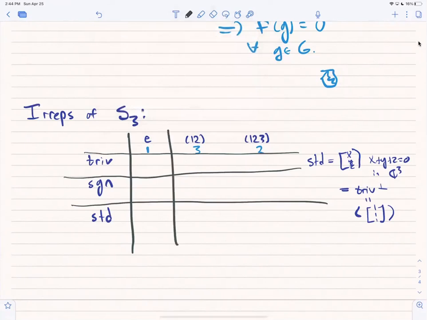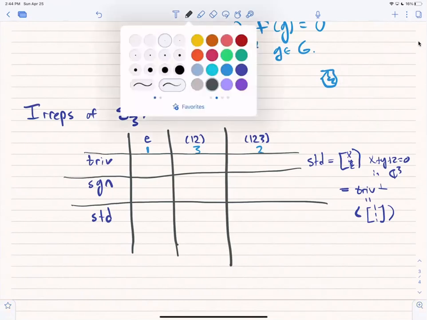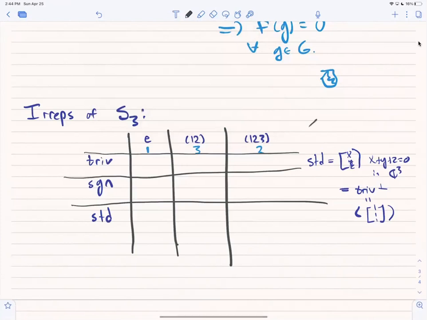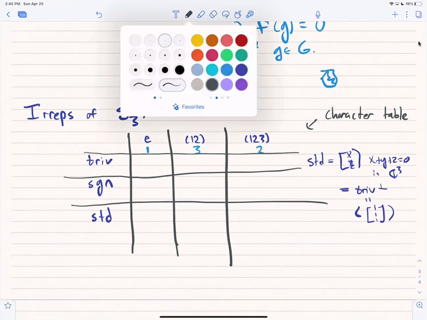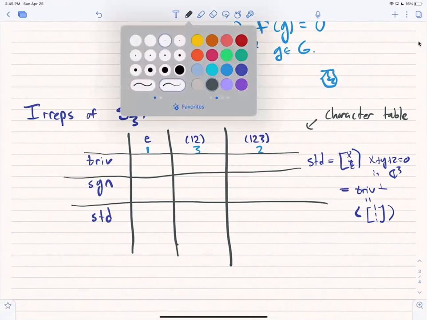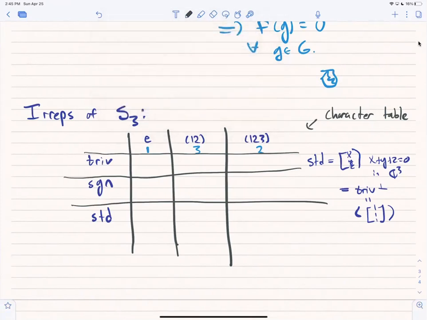And so it's convenient to package the information about these representations, their characters, inside of a table. So this is called a character table. Each row is just going to be the value of that character. Since the character is a class function, we only need to know the value on a single element of each conjugacy class. So that's why we write down just 1 column for each conjugacy class. Okay, good. So let's do that.